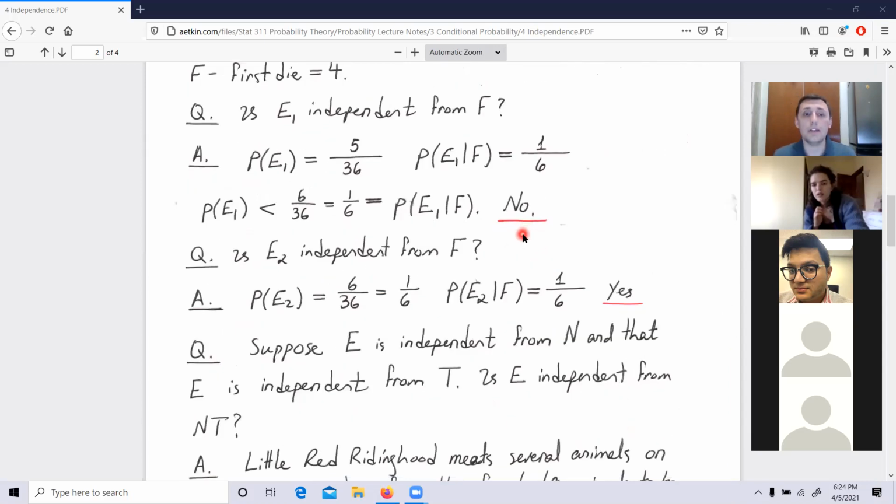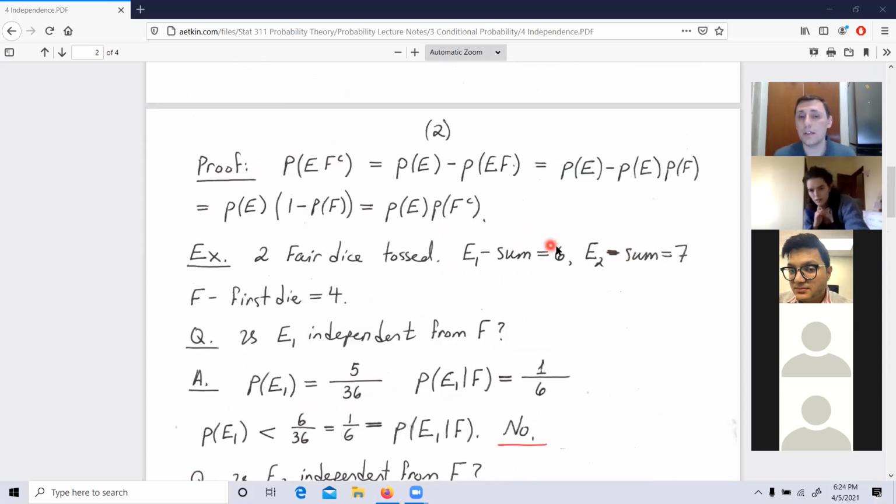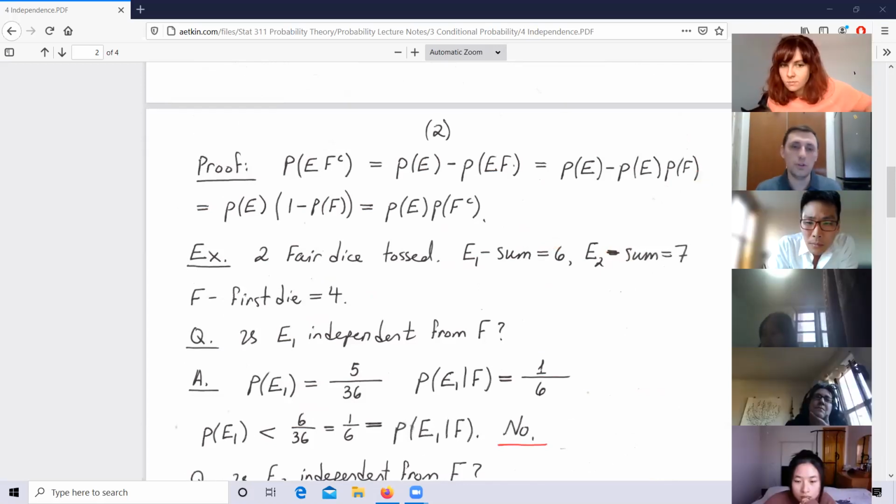On the other hand, if the summation is equal to 7, guys, will there be independence? Could you calculate before I show you? So now assume that I want the probability of sum equal to 7, and I know that the first die was a 4. Does this affect the probability?